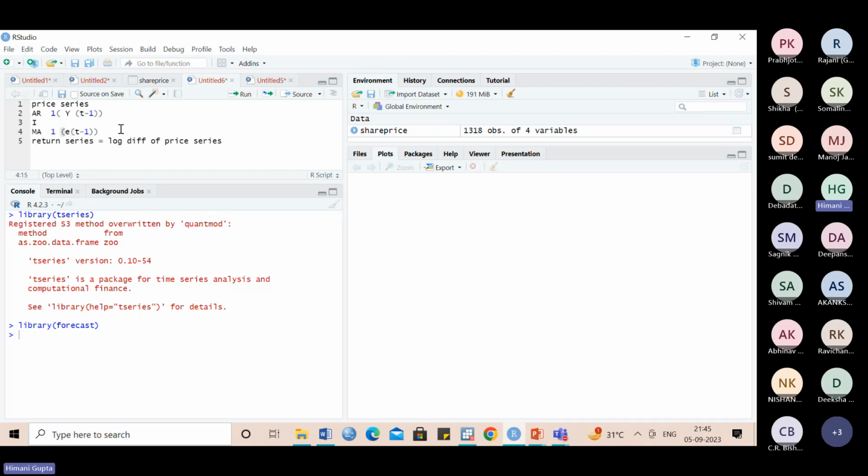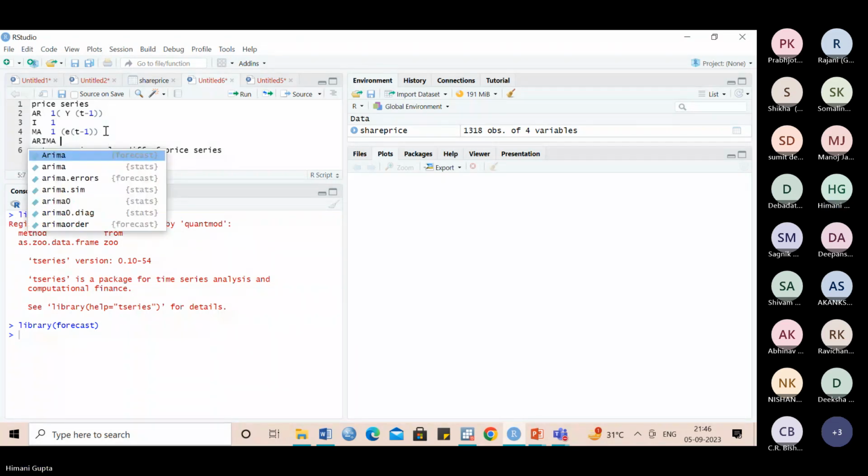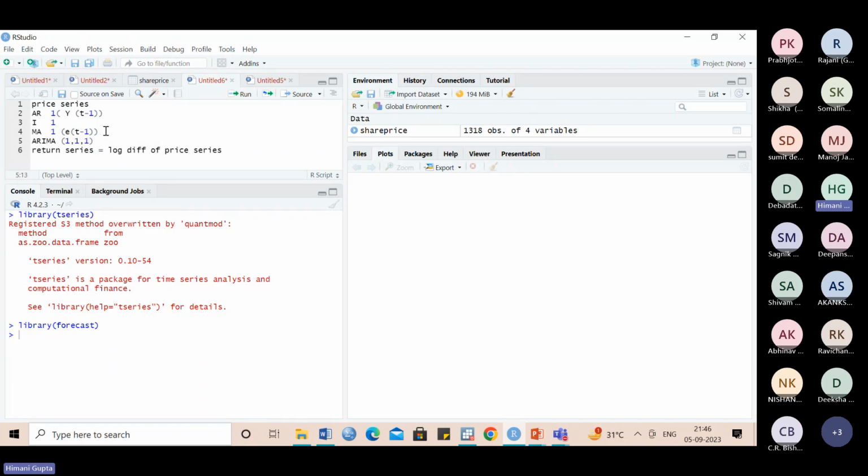Right? We are clear. Now, what does this integrated word mean? Integrated means at what level your data will become stationary. Now, we all know that a price series is never stationary. We first have to convert it into a log series, then it will become stationary. So to convert the price series, I have to take the log difference one time only. So my I will become 1 over here. So if I write the ARIMA model over here, it will become 1, 1, 1.